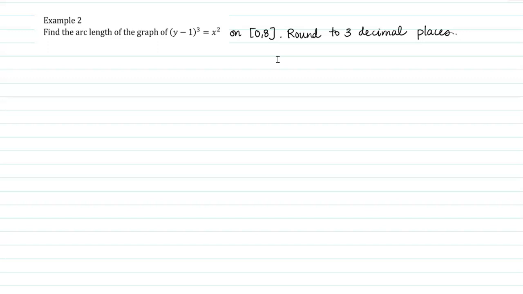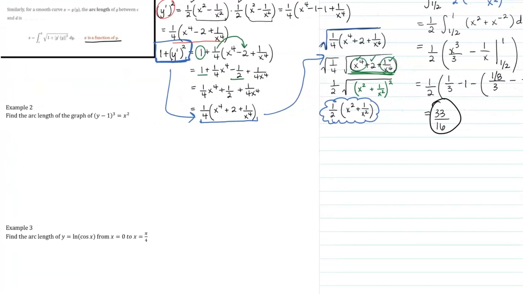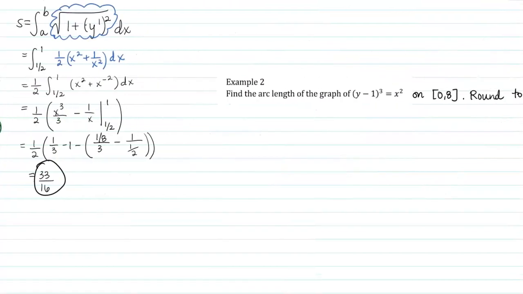Okay, so let's see. This function is not given to us in terms of y or in terms of x. Like it's not solved for y and it's not solved for x. So let's see which one. We could solve for either one. One may work, one may not, we'll see. And that will determine which version of the formula we're going to be using, either the ones with the x's or the ones with the y's.